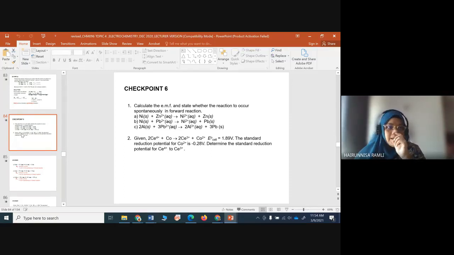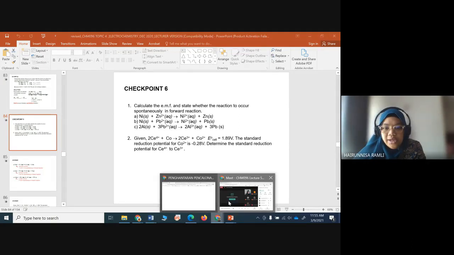Tapi kalau tiba-tiba nanti you masuk topik non-standard, selalunya soalan dia memang akan spesifik lah. Dia akan bagi tahu, okay, the concentration is 0.05. So itu dah bukan standard. Itu kira dia ada a bit different daripada you kira E cathode tolak E anode tu. Kalau standard, formula dia senang je. E cathode tolak E anode based on standard reduction potential. Maknanya semua dalam bentuk reduction, you just ambil value, you tolak je. Cathode tolak anode. Okay? Ada soalan nak tanya?